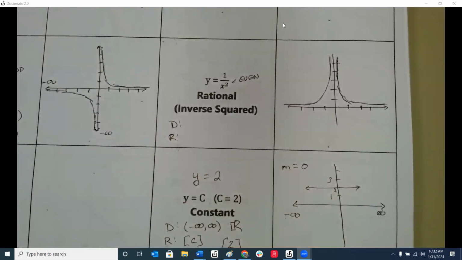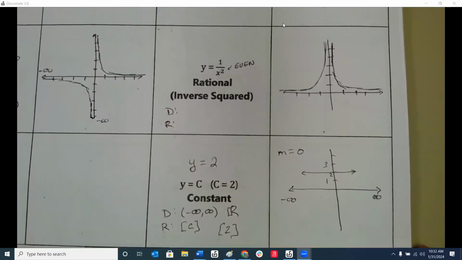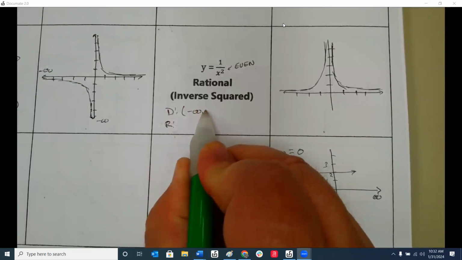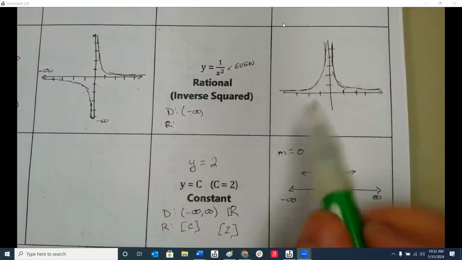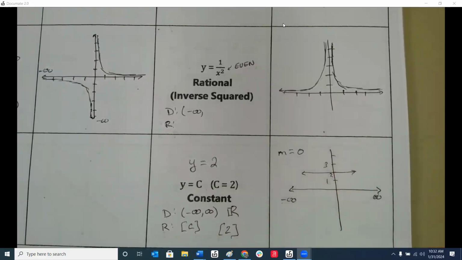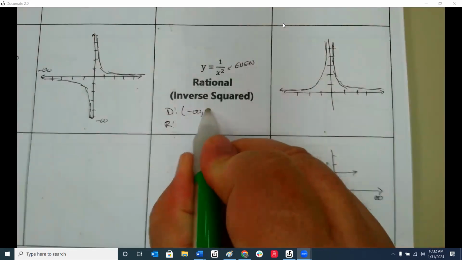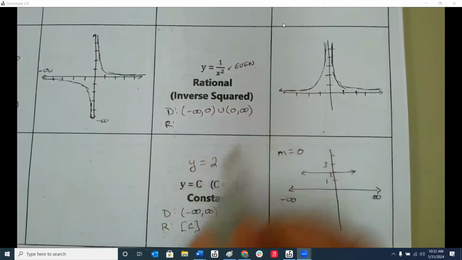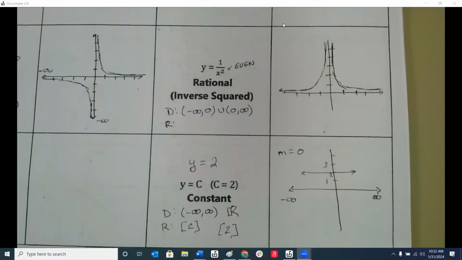The domain is what? Well, no, look at the graph. This one goes on forever there. It's just the answer, the y's cannot be negative. The x's can be positive or negative. This can't be zero. So it goes from negative infinity to zero, union with 0 to positive infinity. That's my domain.